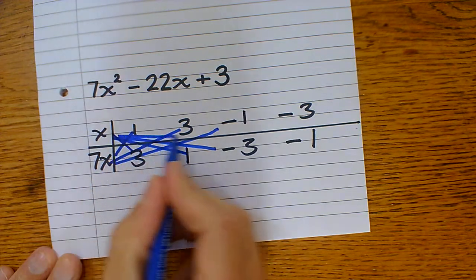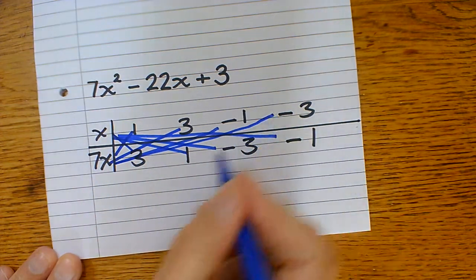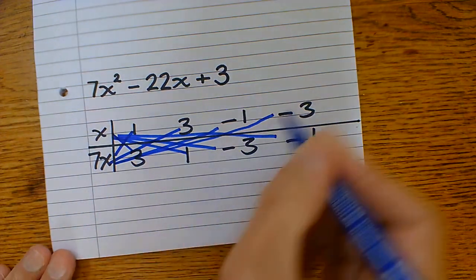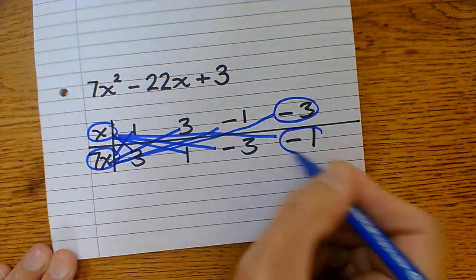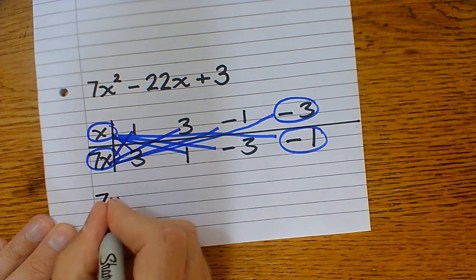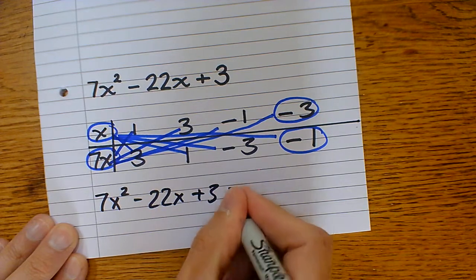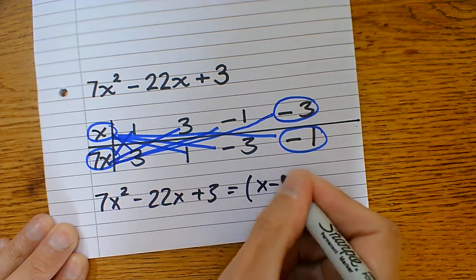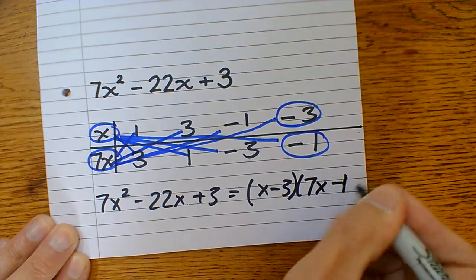And we've got x times minus 1, that's minus 1. And 7x times minus 3 is minus 21. So minus 1 plus minus 21, there we are. We've managed to find what should go in our brackets. So this has been factorised. 7x squared minus 22x plus 3 factorises into x minus 3 times 7x minus 1.